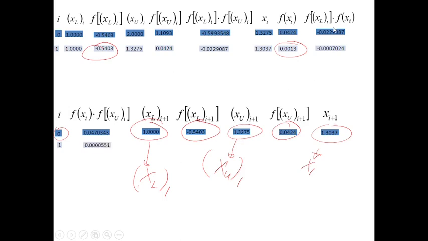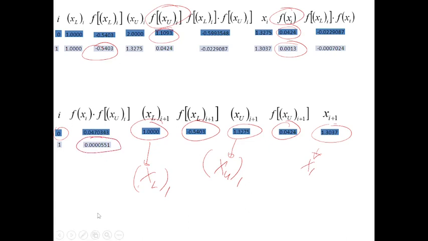O, tapos, multiply naman natin yung f of x sub i and f of x sub u sub i. Okay? 0.0424, 1.1093, 0.0470343. Ay, sorry. 0.0000551. Okay. So, ito yan. Okay?